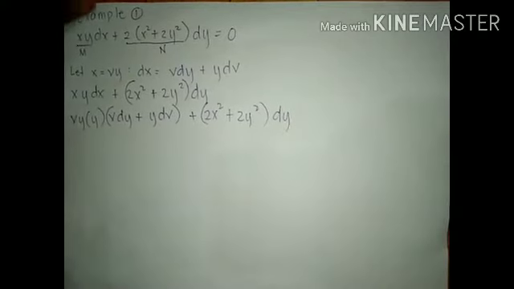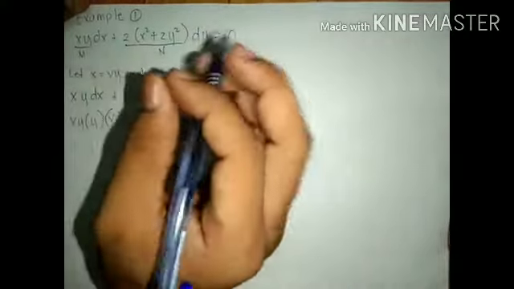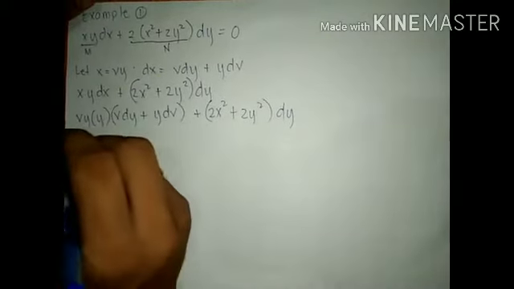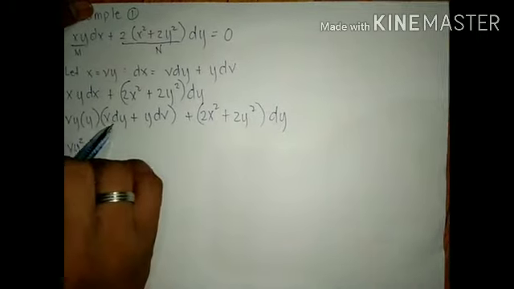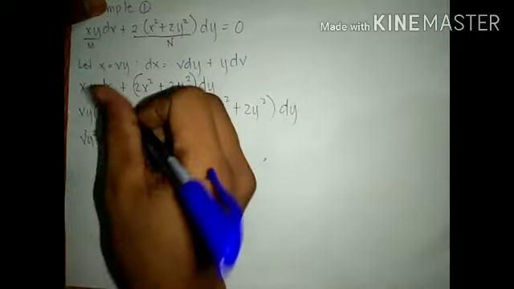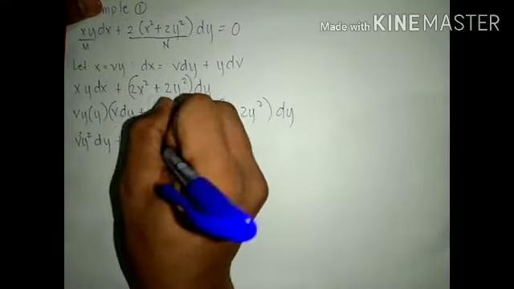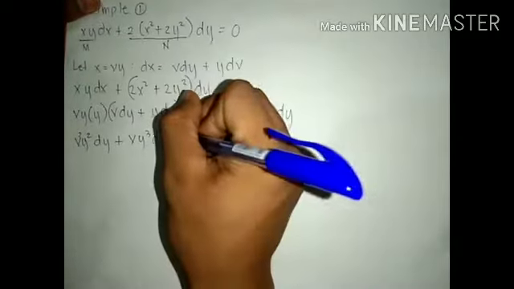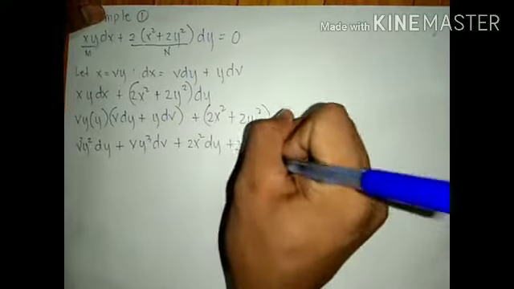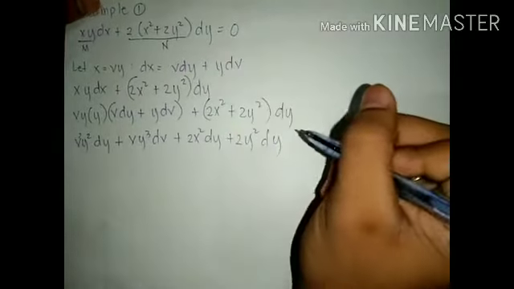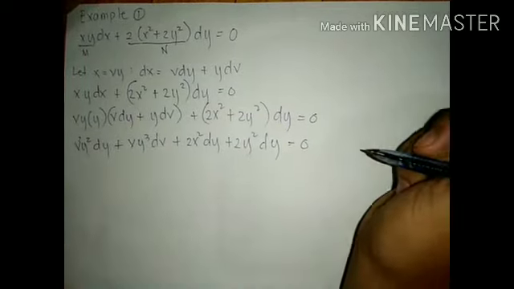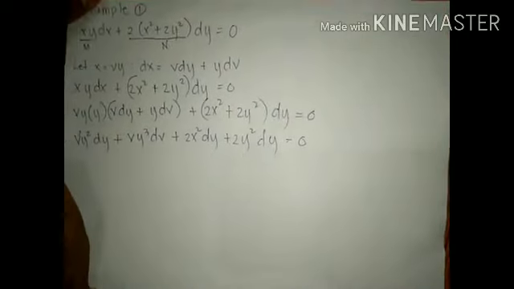Then we combine. It has squares, so we multiply: we get v y squared times v dy, which is v squared y squared dy, plus v y cubed dv, plus 2x squared dy plus 2y squared dy equals 0. Then combine like terms.